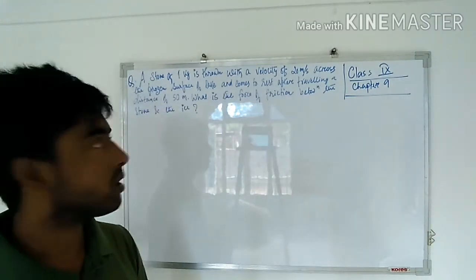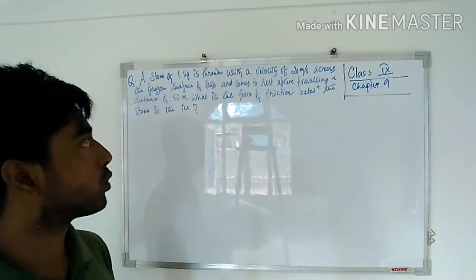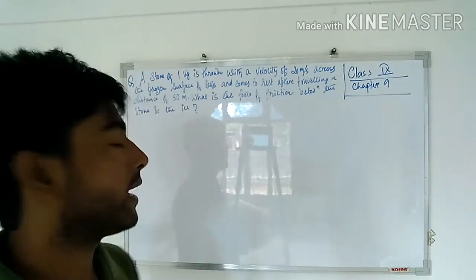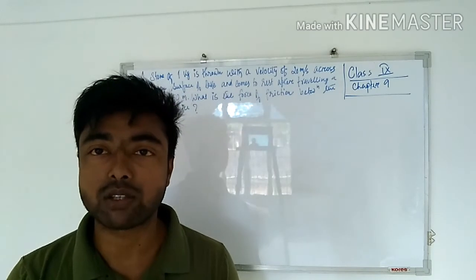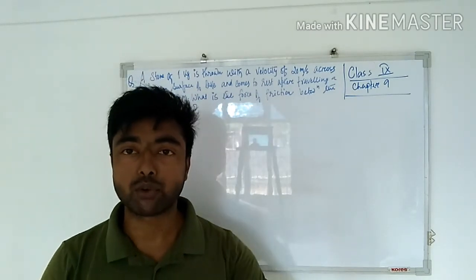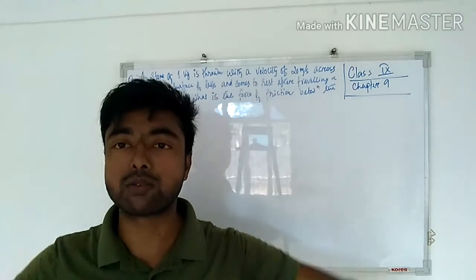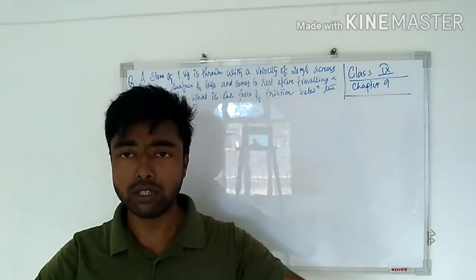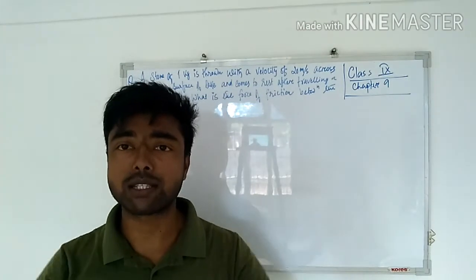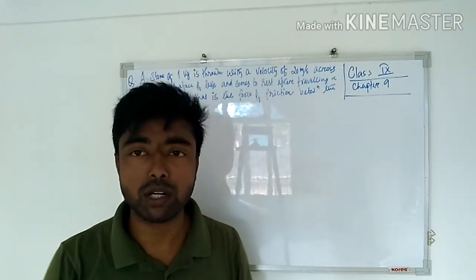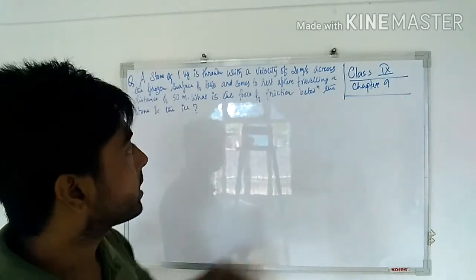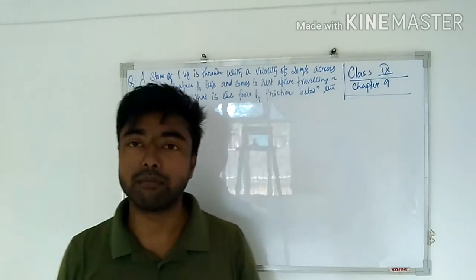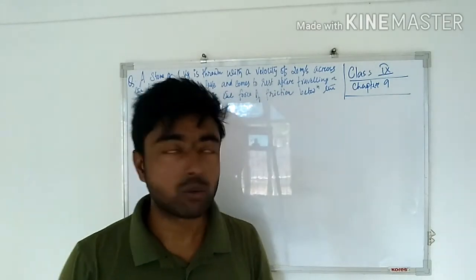A stone of 1 kg is thrown with a velocity of 20 meter per second across the frozen surface of a lake. Okay, you have a frozen surface, means the surface of the lake is what? Ice. Okay, ice is there. You have a lake, and in that lake you have a surface, and that water is already converted to what? Ice, and comes to rest after traveling a distance of 50 meter. Okay, understood? What is the question?